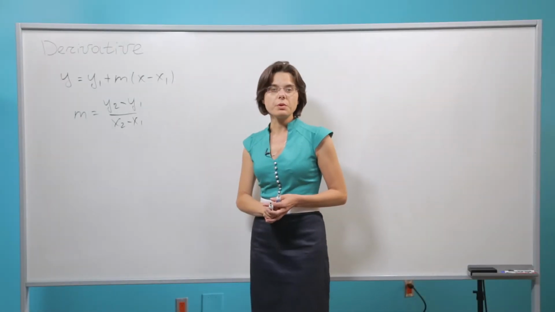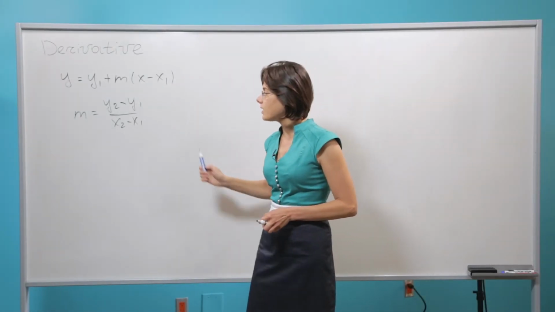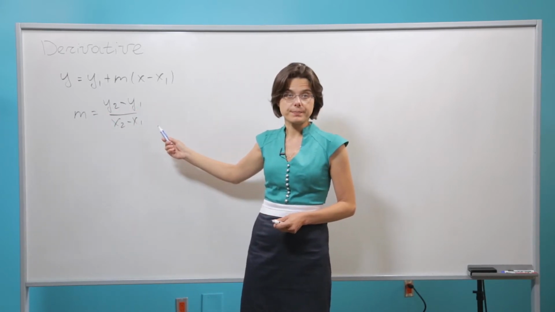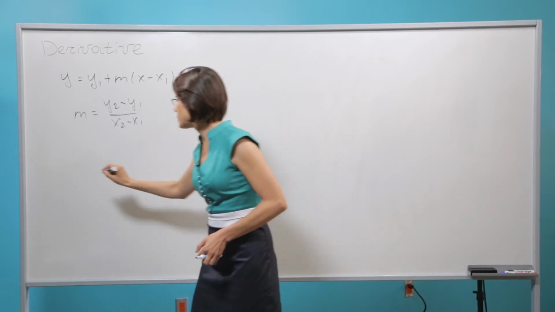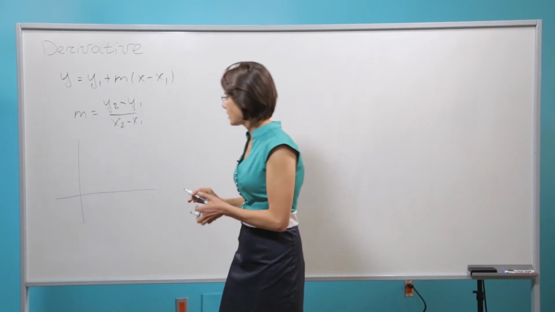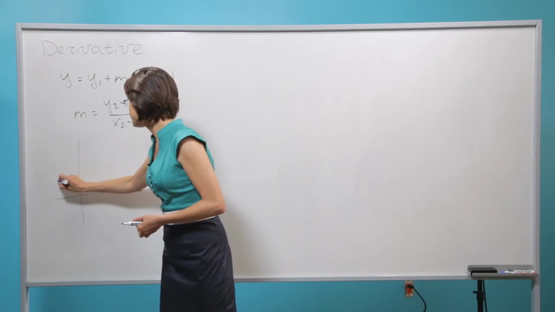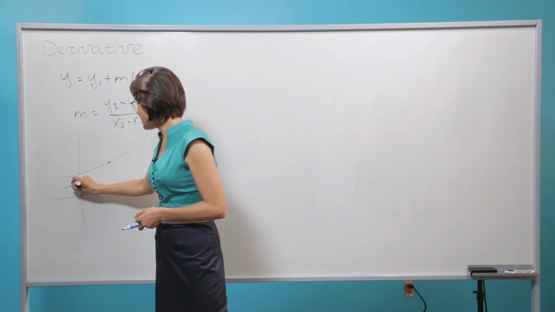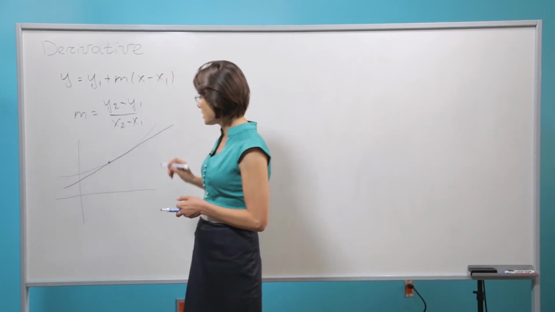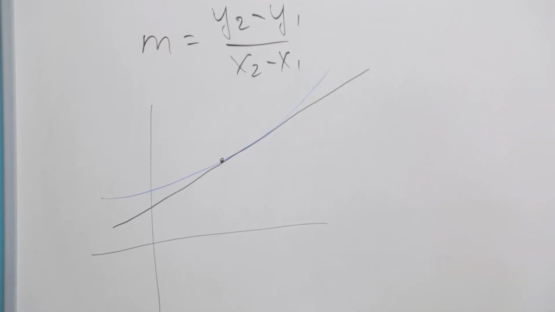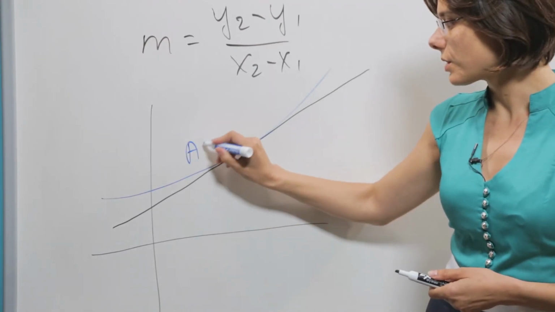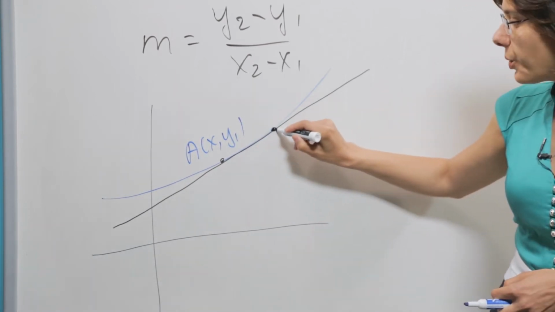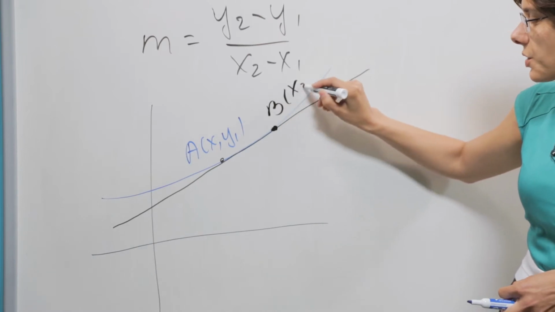Now the question is, can we find a formula which will provide the slope with the use of only one point? Let us think about the following picture. If we have some function here and we want to construct a slope, basically a tangent line at some particular point, how do we construct the slope? We take one point here, point A, with coordinates x1, y1, and we have to take another point, point B, with coordinates x2, y2.